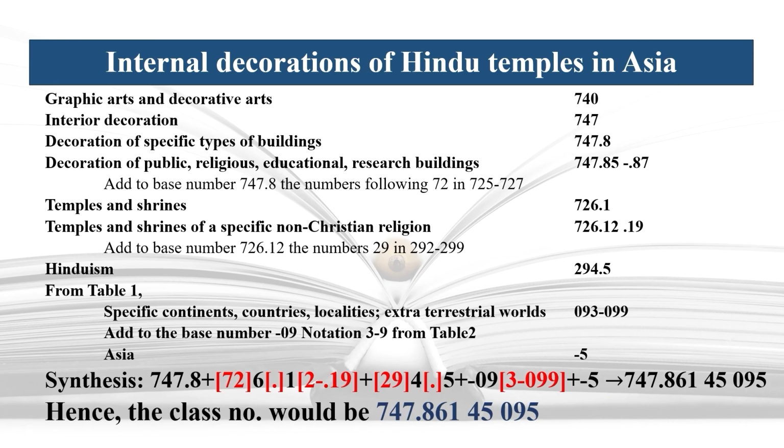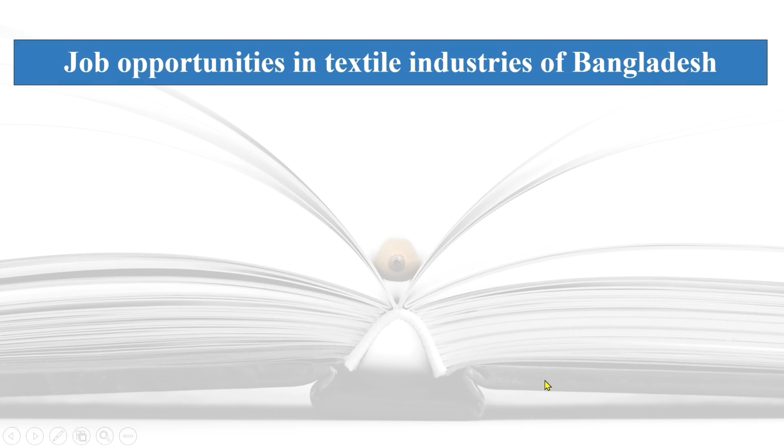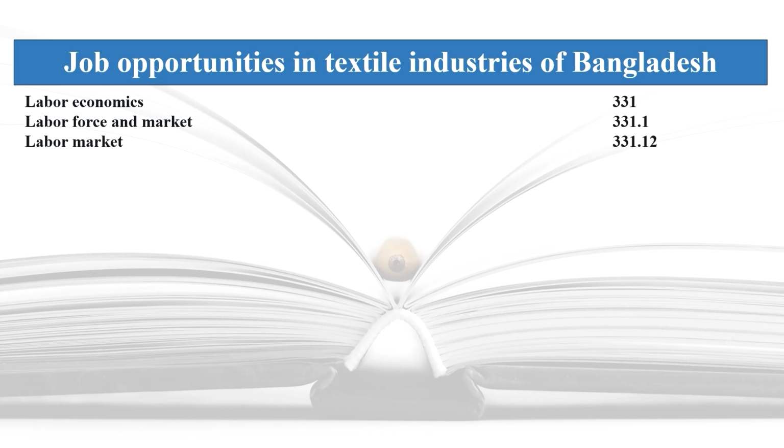The next problem is our last problem for this session. The title is Job Opportunities in Textile Industries of Bangladesh. You know Bangladesh is famous for its textile industry. Job opportunity generally comes under labor economics, that is under 331, and labor force and market is in 331.1. The labor market is associated with job opportunity, that is 331.12, and job vacancies, job openings or job opportunities is 331.124.